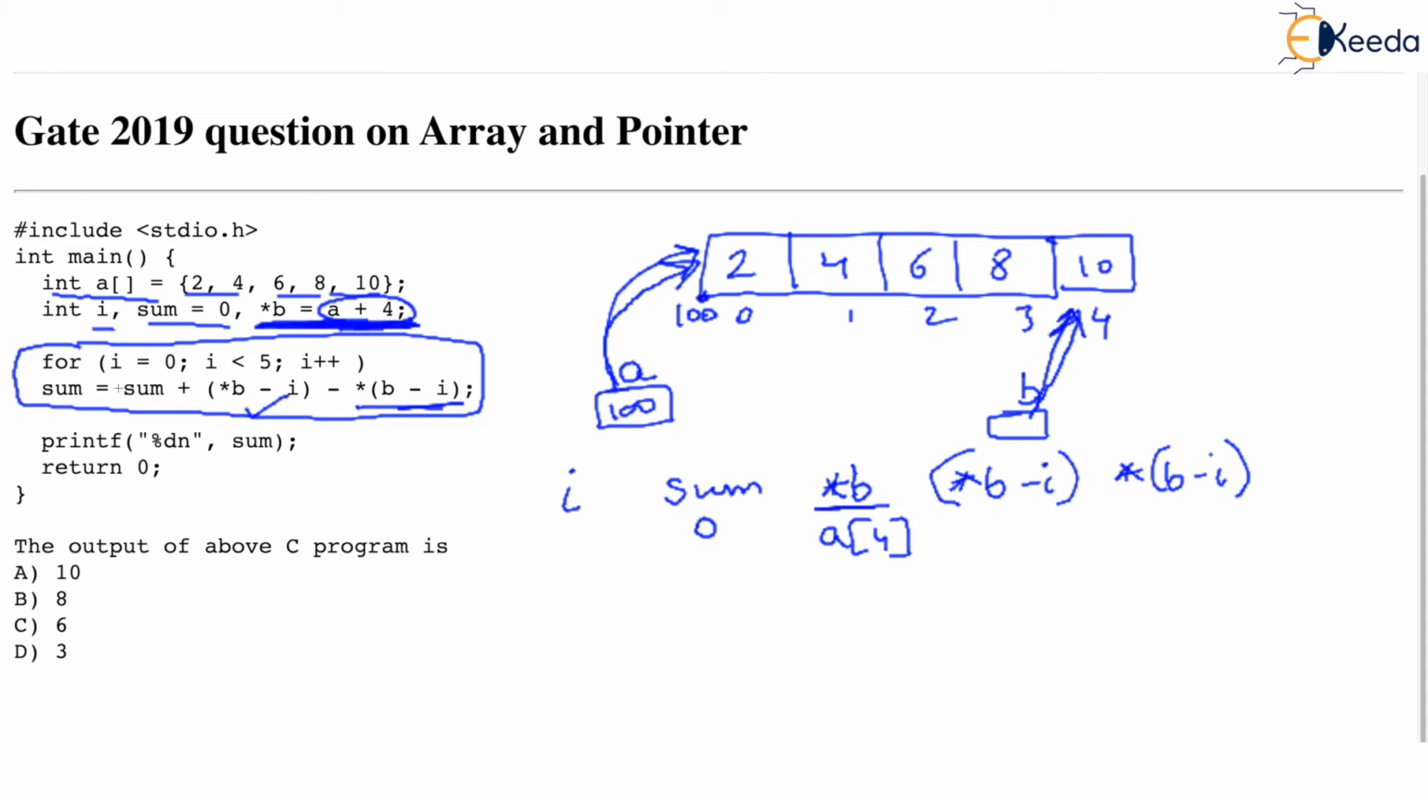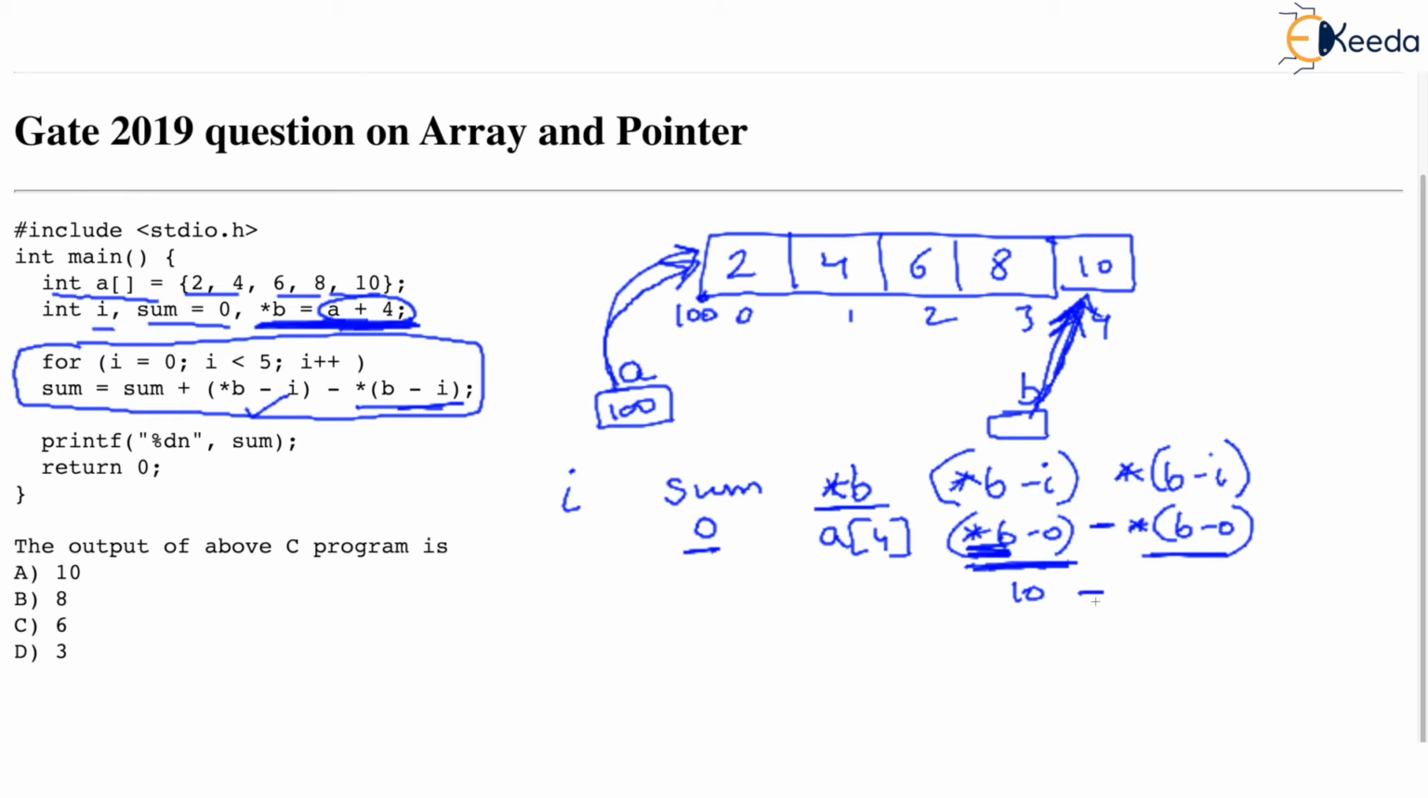i begins with 0. When i begins with 0, then sum is equal to sum plus *b minus 0 minus *(b minus 0). Okay, so this part here is *b minus 0, and this part here is *(b minus 0). These two quantities are getting subtracted, and the value is getting added to the sum, because we have written sum equals sum plus this. So what is *b minus 0? Solve *b first. Check what I am underlining. *b is 10, the value to which b points, minus 0. So this is 10, correct?